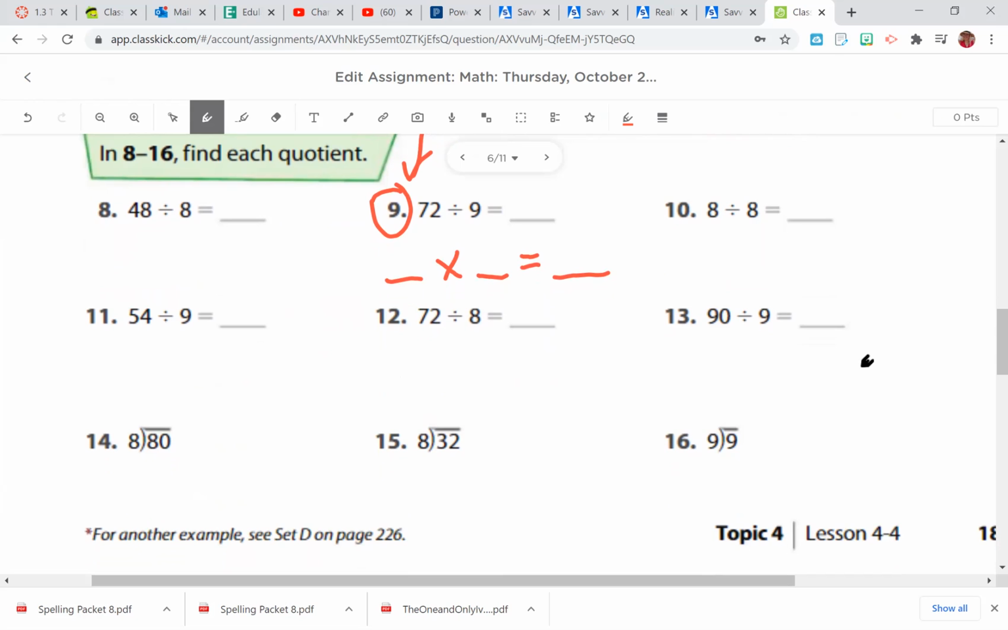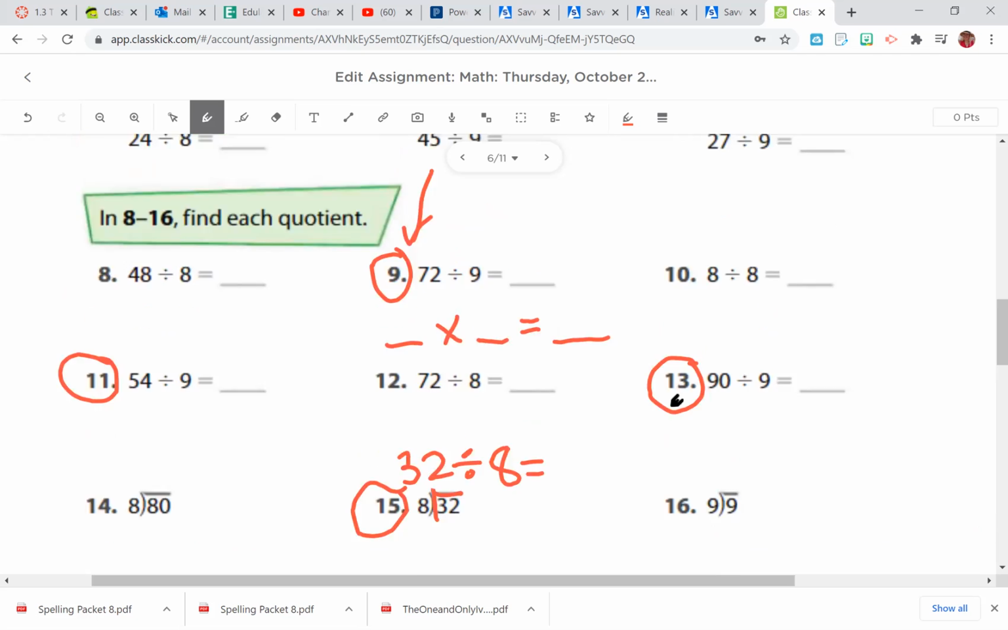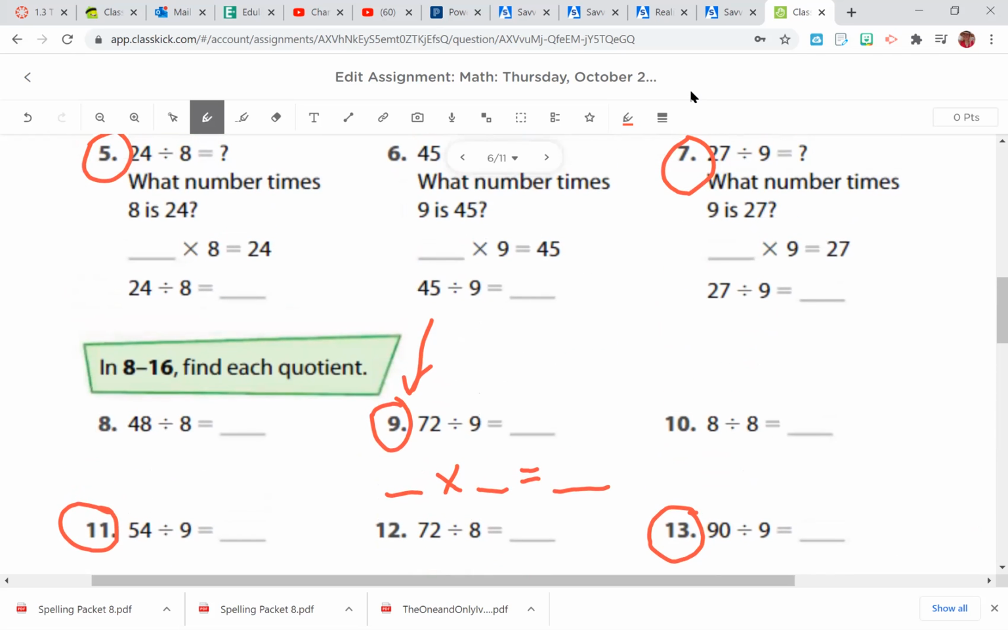Remember, in the bottom one, this translates to 32 divided by 8. That line means divided by. 32 divided by. Go ahead and finish these circled problems and you'll be complete for this section.